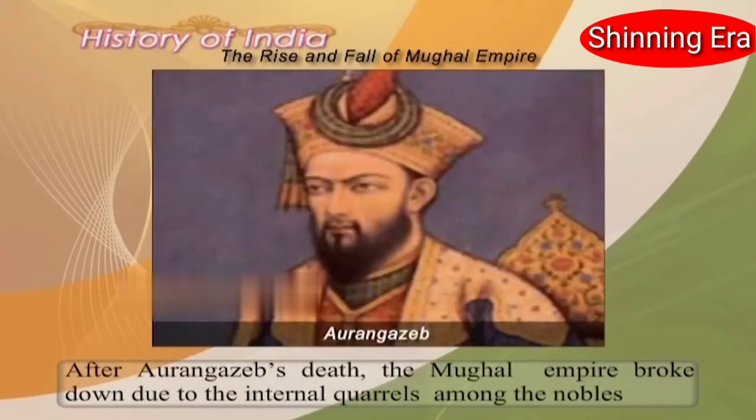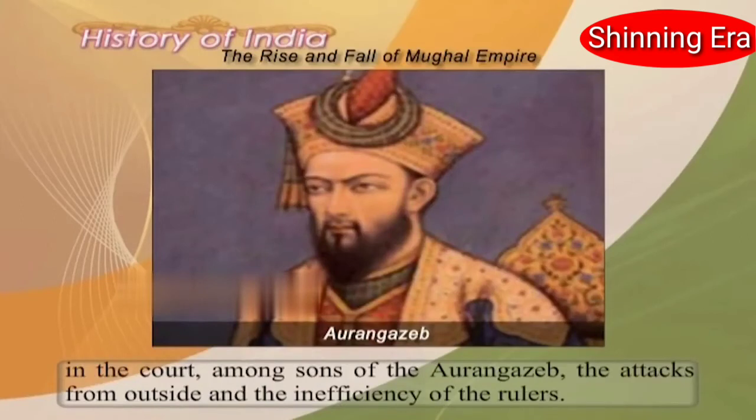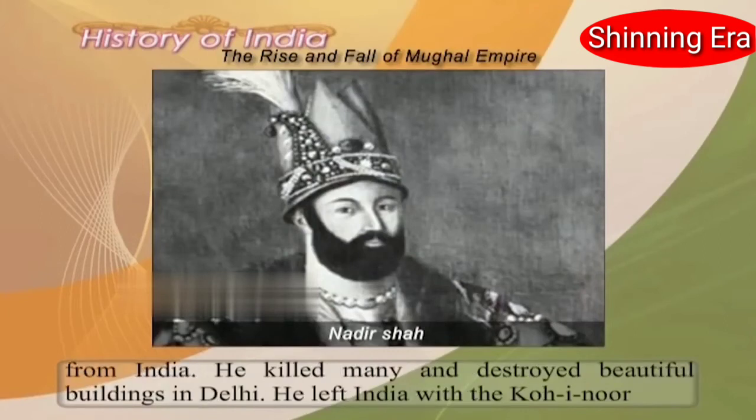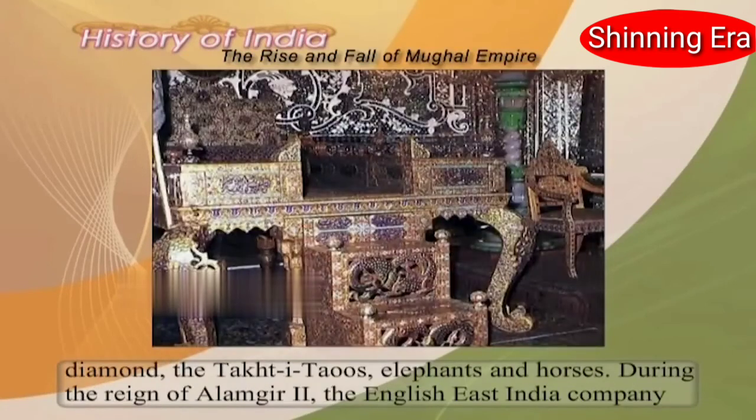After Aurangzeb's death, the Mughal Empire broke down due to the internal quarrels among the nobles in the court, among sons of Aurangzeb, the attacks from outside, and the inefficiency of the rulers. The Persian ruler Nadir Shah attacked India and carried away huge quantities of gold, jewels and other treasures from India. He killed many and destroyed beautiful buildings in Delhi. He left India with the Kohinoor diamond, the Takht-e-Taus, elephants and horses.